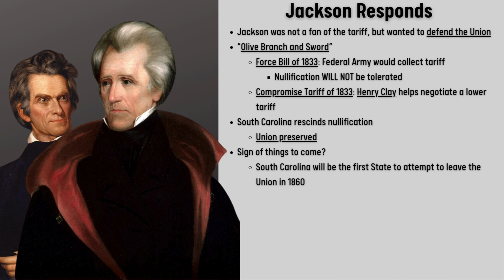Although Jackson wasn't fond of the tariff, he prioritized the Union's integrity. He approached the situation with what's famously known as the olive branch and sword strategy. This meant offering both negotiation and then readiness to use force. On one hand, the Force Bill of 1833 empowered the federal government to use the army to collect the tariff, ensuring that nullification would not be tolerated.